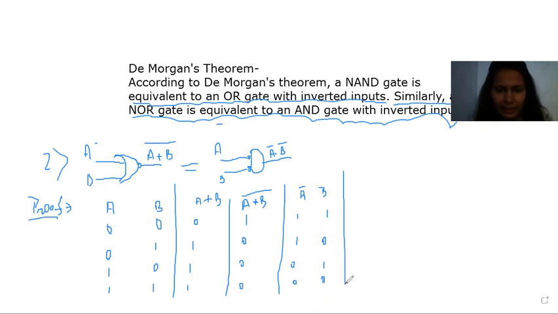Now we will find A bar dot B bar. So we will multiply A bar with B bar. 1 into 1, 1. 1 into 0, 0. 0 into 1, 0. 0 into 0, 0. So this is the A bar dot B bar. Now see, A plus B whole bar is equivalent to A bar dot B bar. So hence proved.